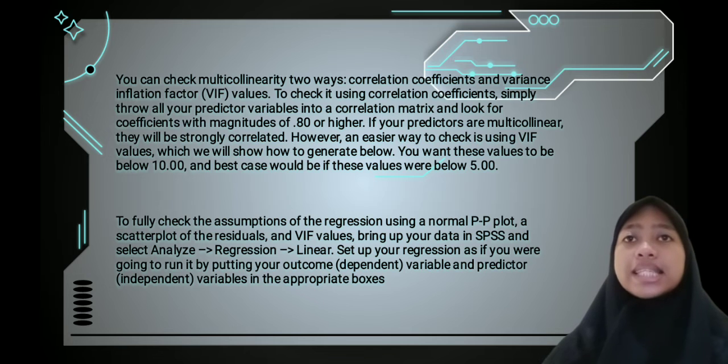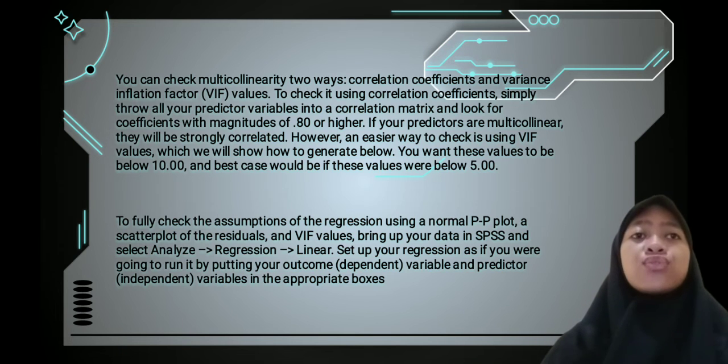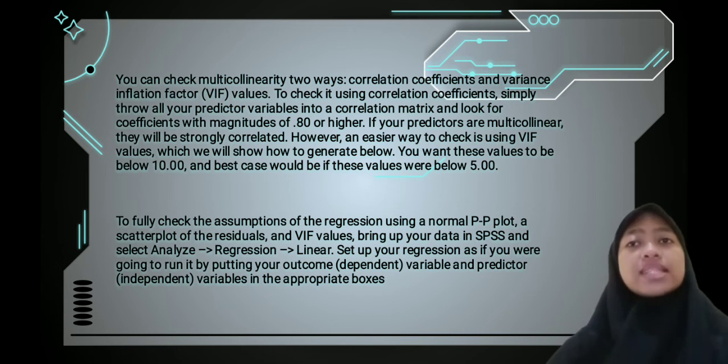However, an easier way to check is using VIF values, which we will show how to generate below. You want these values to be below 10.00, and best case would be if these values were below 5.00.